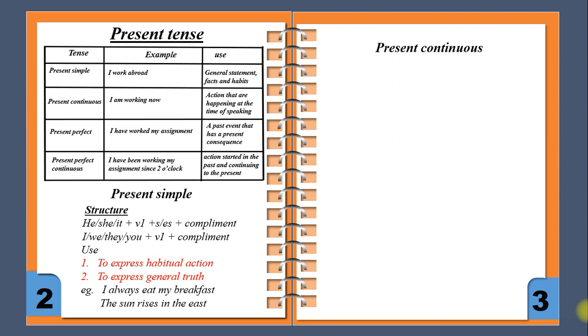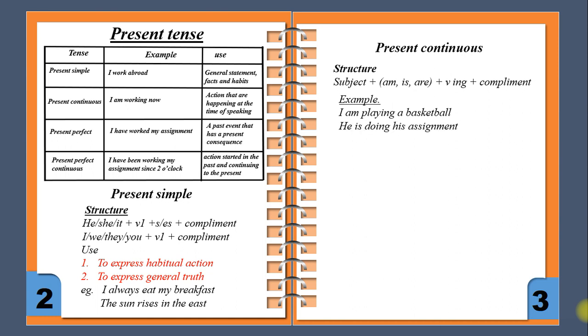The second one is the present continuous. Structure, subject plus am or is or are, or simply verb to be, plus verb ing plus the complement. Example, I am playing a basketball. He is doing his assignment. They are watching a movie.